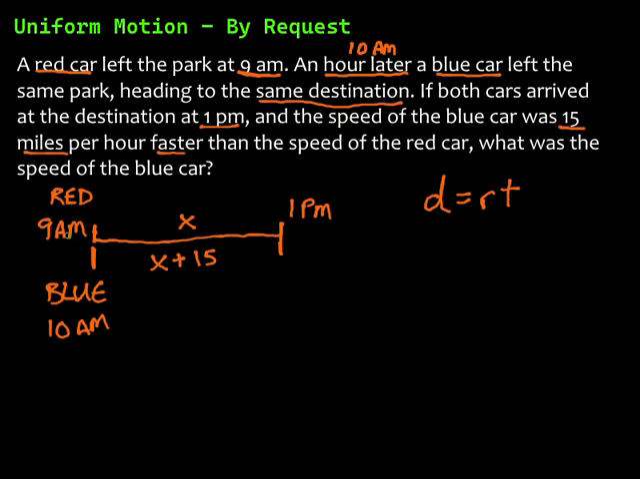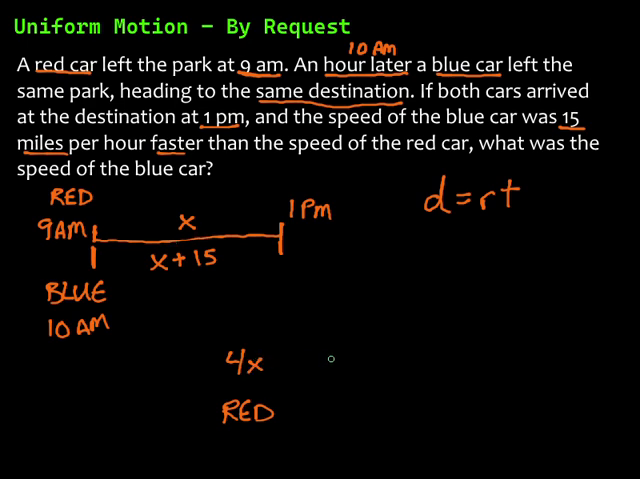And we can figure out the amount of time that they travel, right? So let's focus on the red car first. We have the distance, and we're going to set those equal to each other here. But we have the rate, which is X, and the amount of time. How long is it from 9 a.m. to 1 p.m.? Well, 9 a.m. to 10 a.m. is 1, 11, 12, and 1. That would be 4 hours. So the red car traveled for 4 hours at X miles per hour.